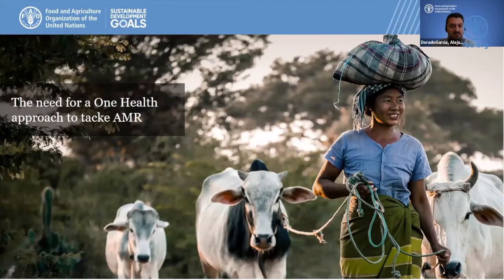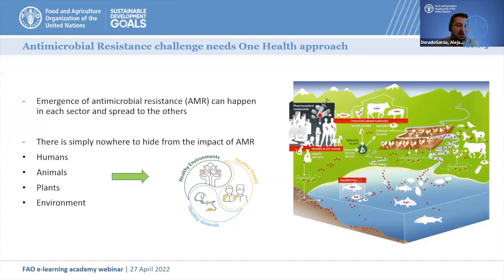So I will start just with a few notes to explain why we need the One Health approach to tackle antimicrobial resistance. As some of my colleagues were saying, AMR is a natural phenomenon. It's an evolutionary process through which microorganisms adapt to different selective pressures around them, and misuse and overuse of antimicrobials increase this selective pressure, representing one of the main drivers for the emergence and dissemination of antimicrobial resistance.